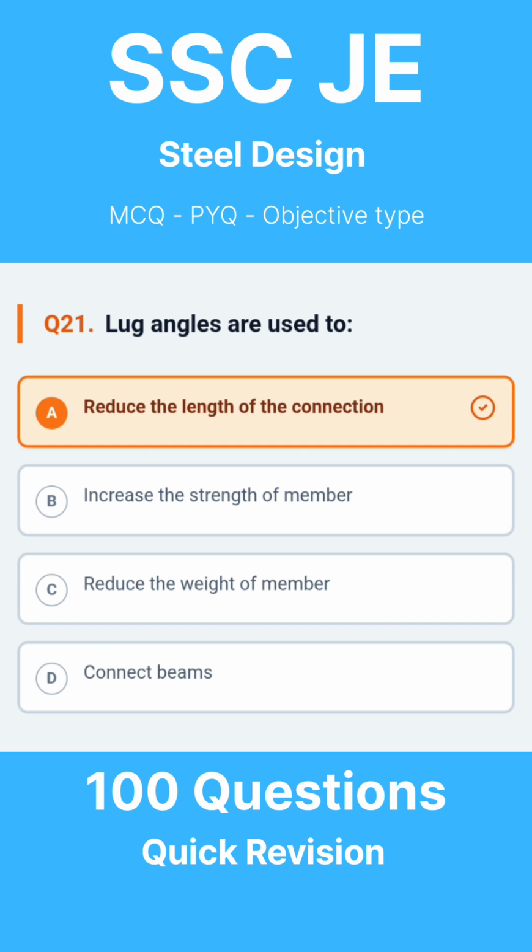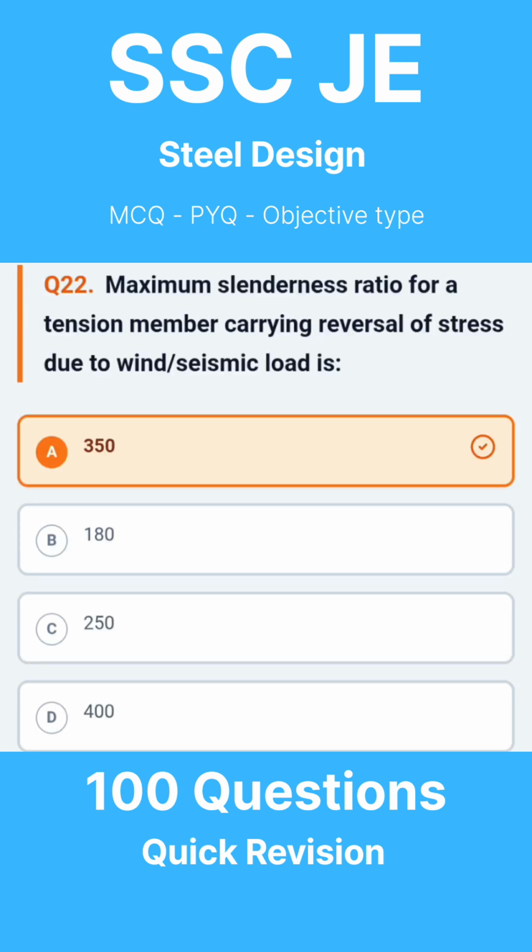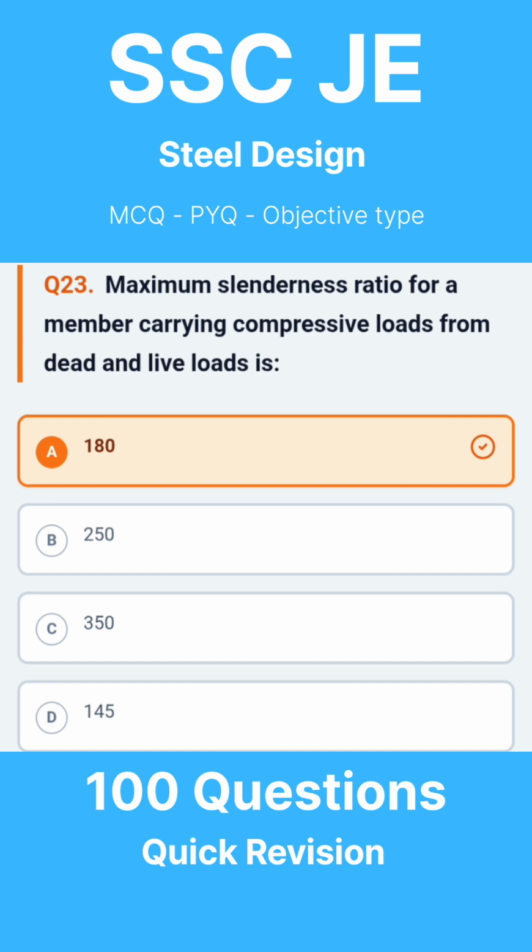Question 21. Lug angles are used to. The correct answer is reduce the length of the connection. Question 22. Maximum slenderness ratio for a tension member carrying reversal of stress due to wind or seismic load is. The correct answer is 350. Question 23. Maximum slenderness ratio for a member carrying compressive loads from dead and live loads is. The correct answer is 180.